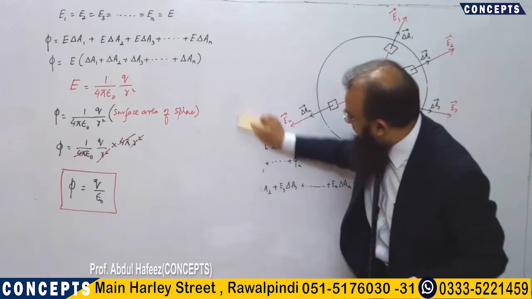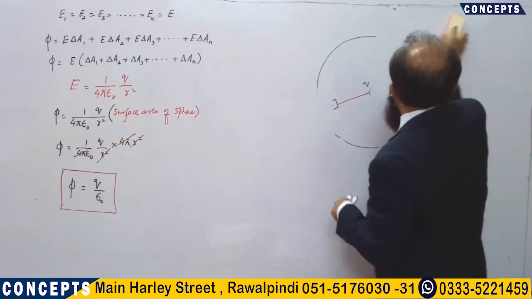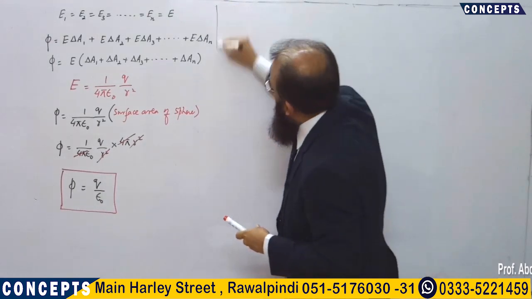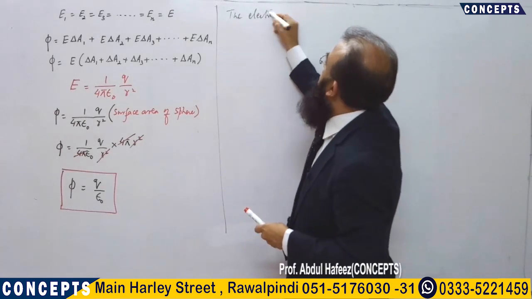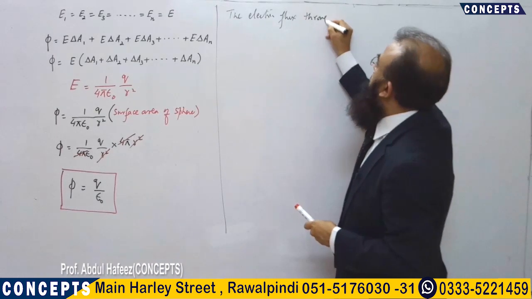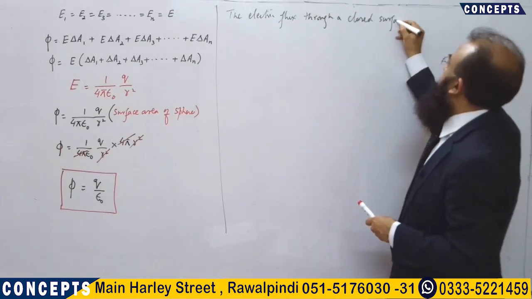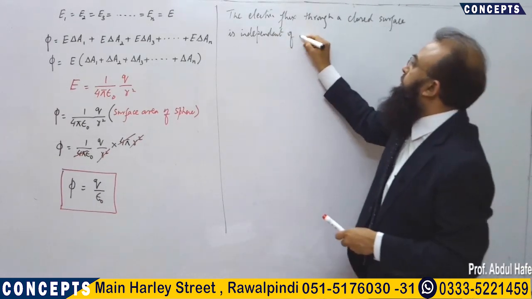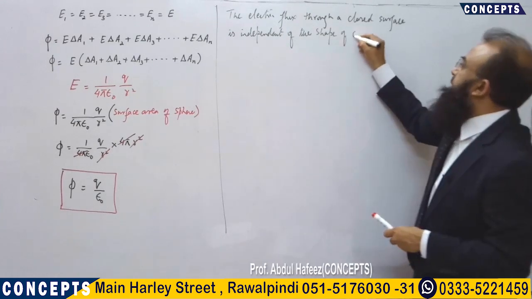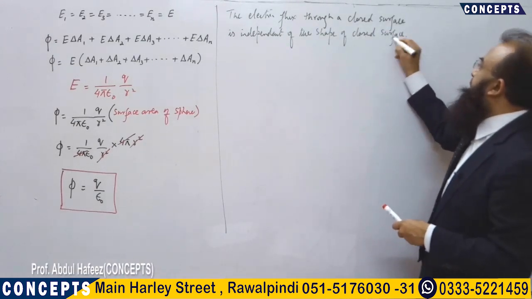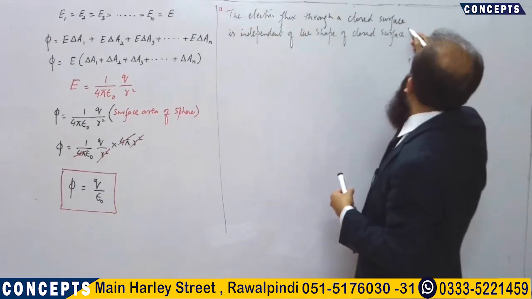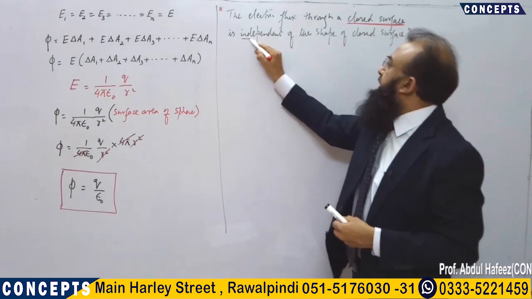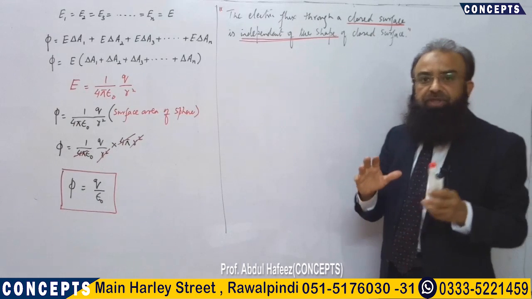A very important result we are extracting out of that formula is that the electric flux through a closed surface is independent of the shape of the closed surface. This is a very, very important sentence. Remember that electric flux through a closed surface is independent of the shape.